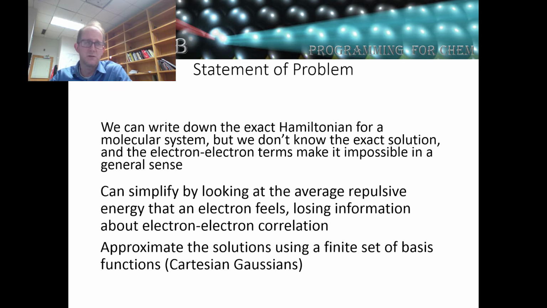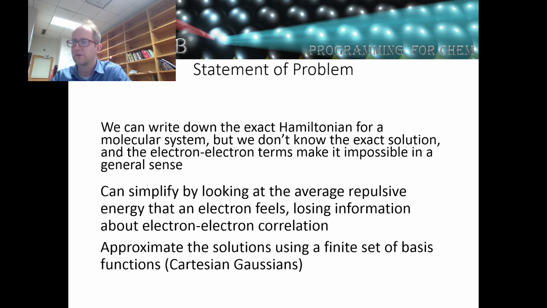So why do we need to use computers for this anyways? It turns out we can write down the Hamiltonian for a molecule relatively straightforwardly. There's nothing mysterious going on there. We know what all of the interactions are. The problem is that the electron-electron repulsion term makes it really difficult to solve for the eigenvalues of the Hamiltonian in any realistic pen and paper type of sense.